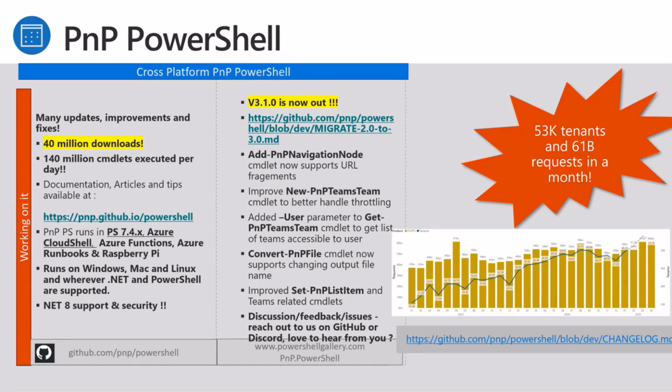PnP PowerShell as well. Quite a lot of updates going on. So now in the latest nightly builds, we added support for URL fragments. So when you use a hashtag in the URL, you can use deep links to navigate to a particular section in the page. The PnP navigation node commandlet now supports that.